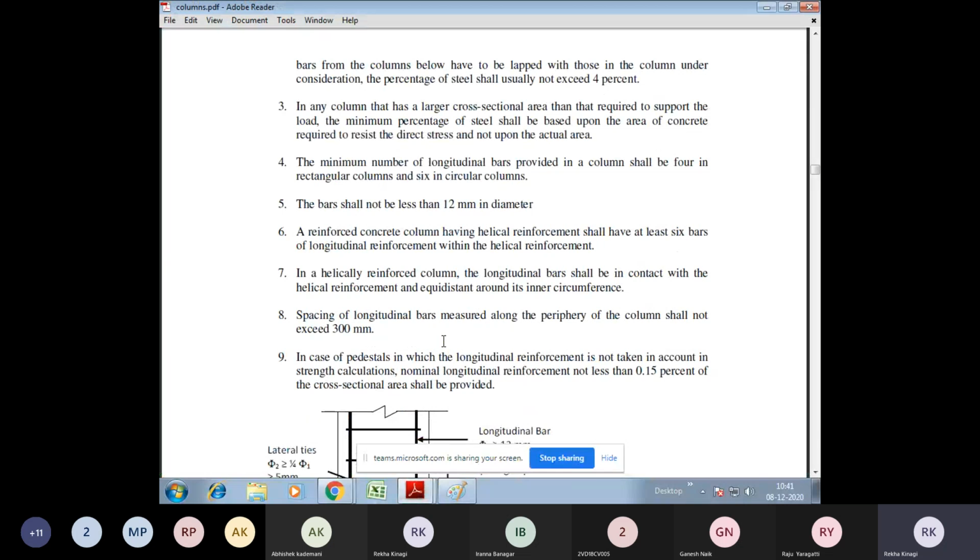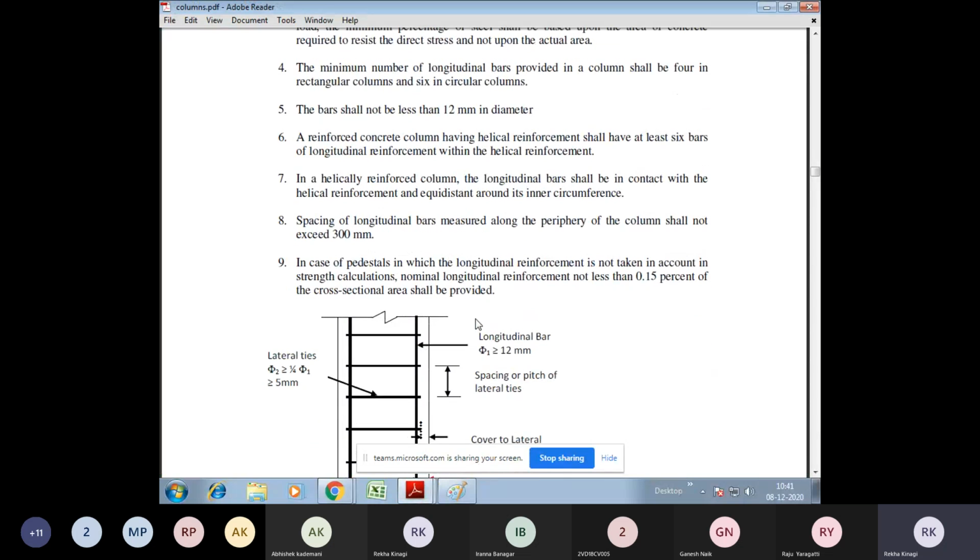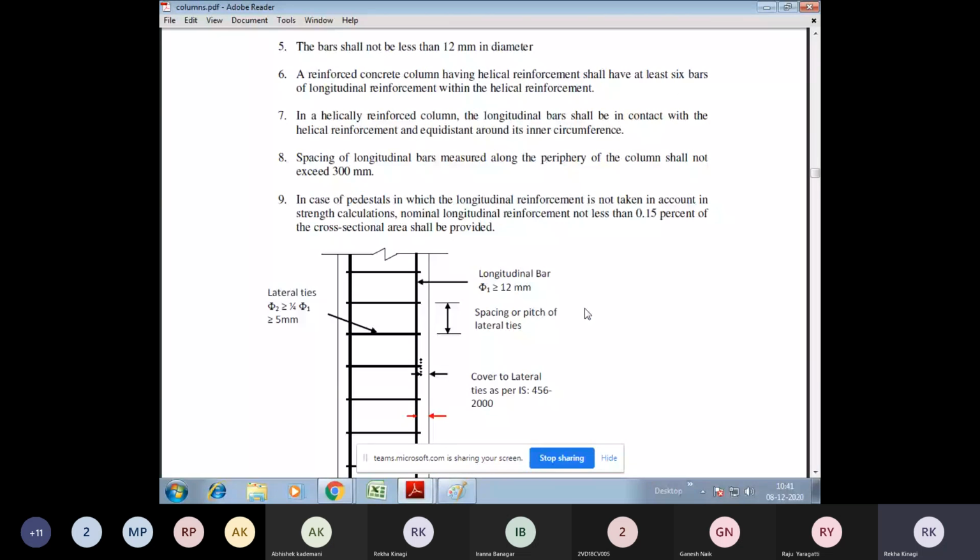The spacing of longitudinal bars measured along the periphery of the column shall not exceed 300 mm. And in the case of pedestals, in which the longitudinal reinforcement is not taken into account in the strength calculation, nominal longitudinal reinforcement not less than 0.15% of the cross-sectional area shall be provided.